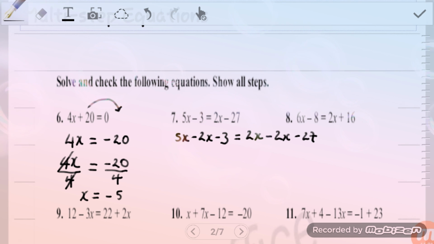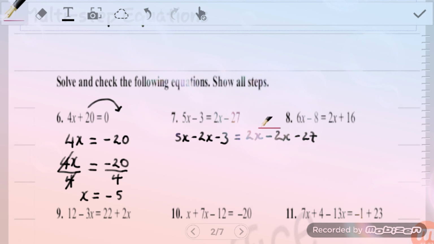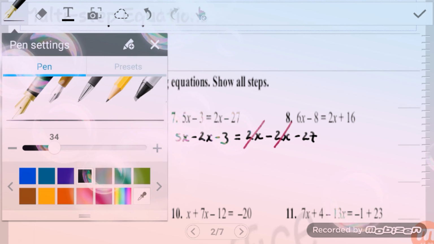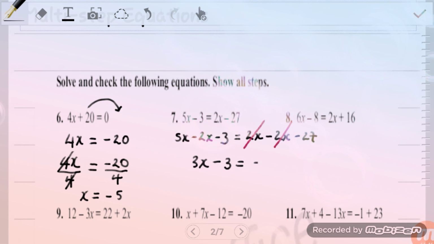Now, once we have subtracted 2x from both sides, you're going to find that this 2x here will cancel this 2x over here. What you're going to end up with now is 5x take away 2x gives us 3x, and then we have the minus 3 here, and that would now be equivalent to negative 27.